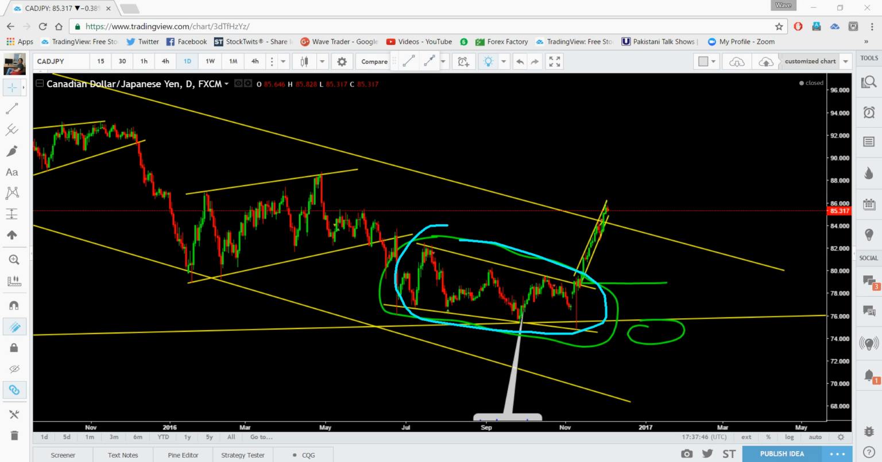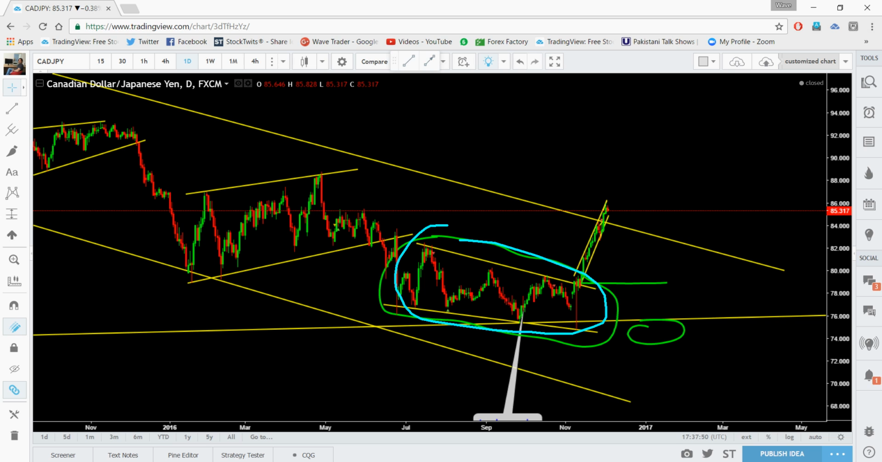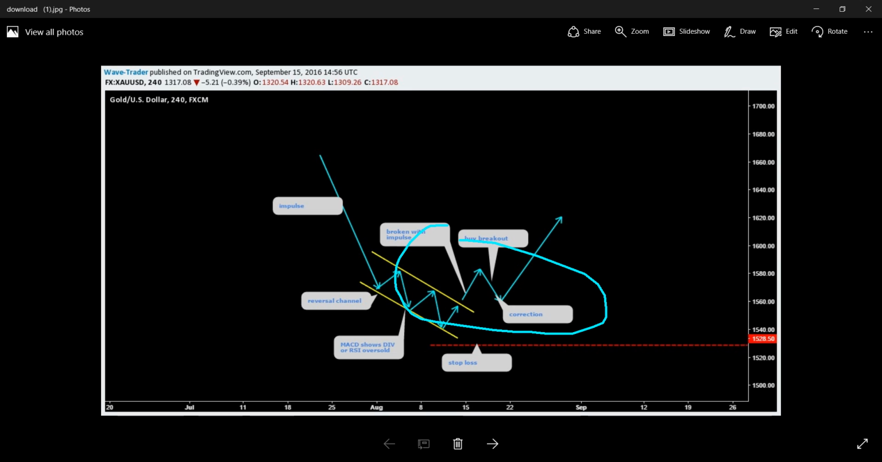Let me bring that picture again on screen. Yeah, so the folder was here. This is the folder. Okay, so this is a trend reversal pattern, guys. You know this very well.